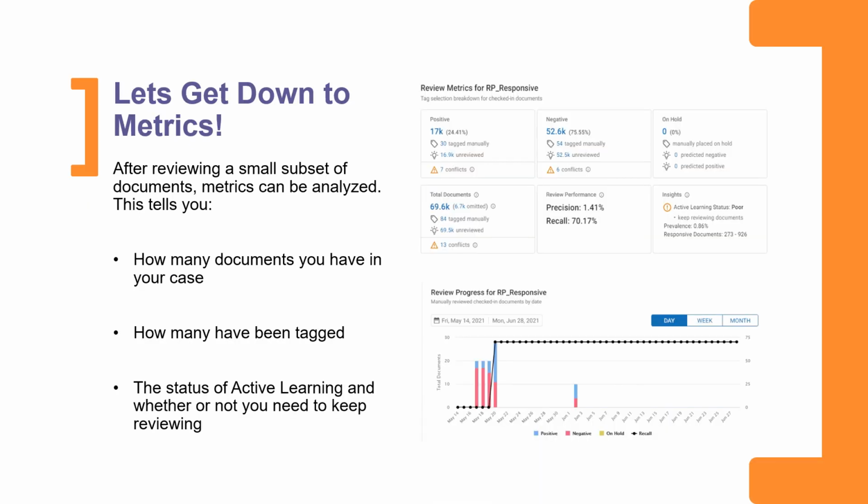One of the most helpful tools in the Active Learning Toolbox are the metrics associated with Active Learning enabled review passes, even after the smallest subset of documents are reviewed. The metrics are auto-generated and are updated continuously as you review. They show you how many documents are in your case, how many documents have been tagged, and inform you whether or not you need to keep reviewing.